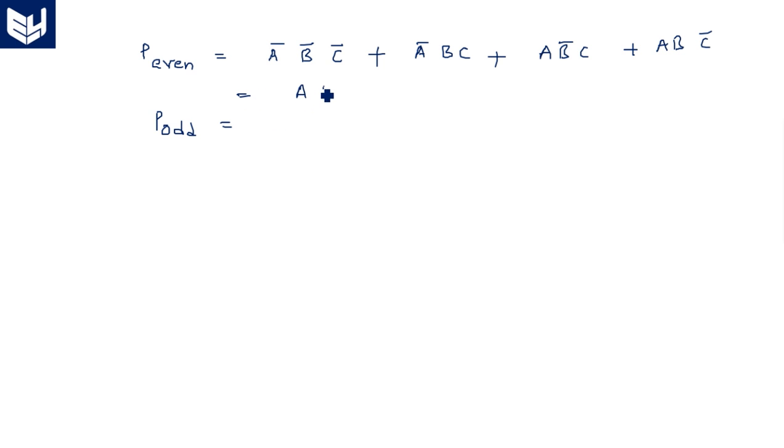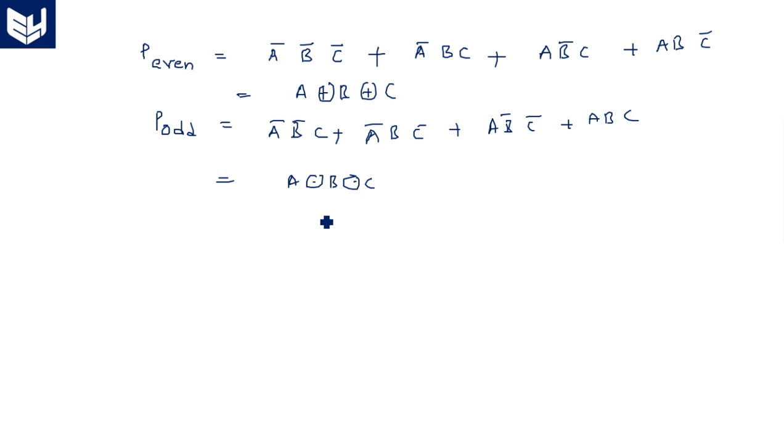You can write it as A XOR B XOR C. Similarly, P odd is A bar B bar C plus A bar B C bar plus A B bar C bar plus ABC. If you simplify this, you will get A XNOR B XNOR C, which you can write as A XOR B XOR C whole bar. So there is a complementary relation between even and odd parity bits.